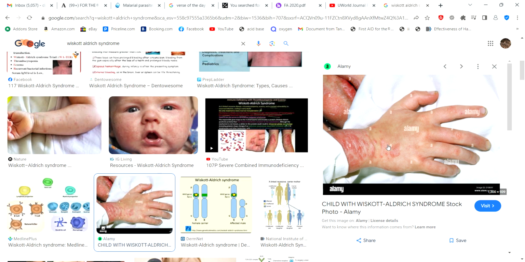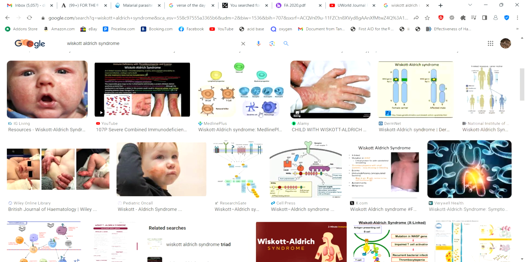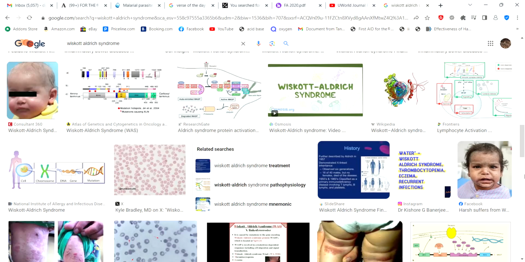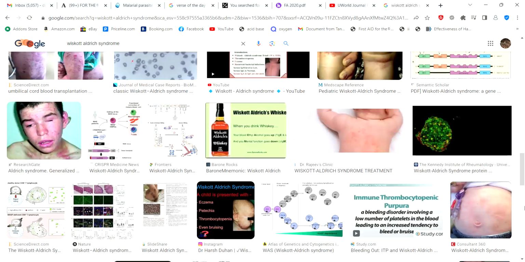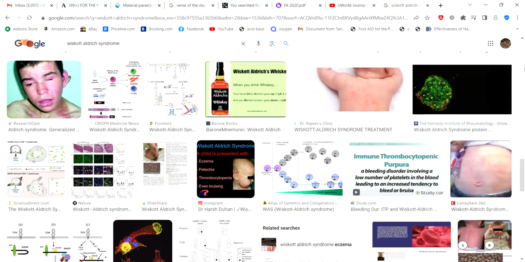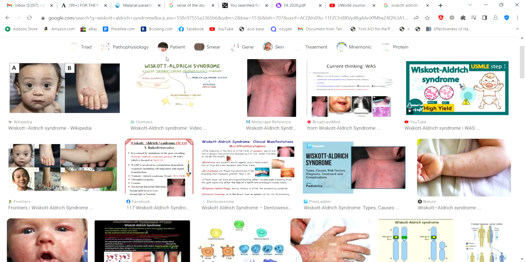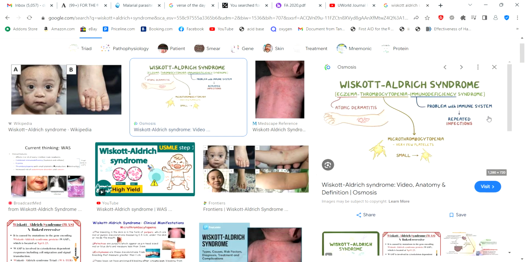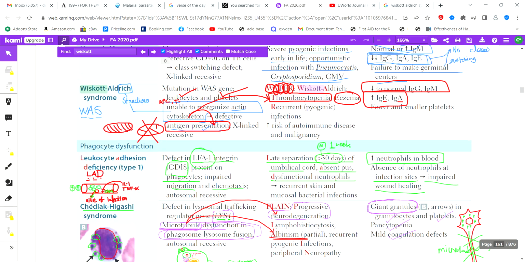Let's see, recurrent pus infections. This is what they'll look like. Eczema. Okay, so that is what that is.